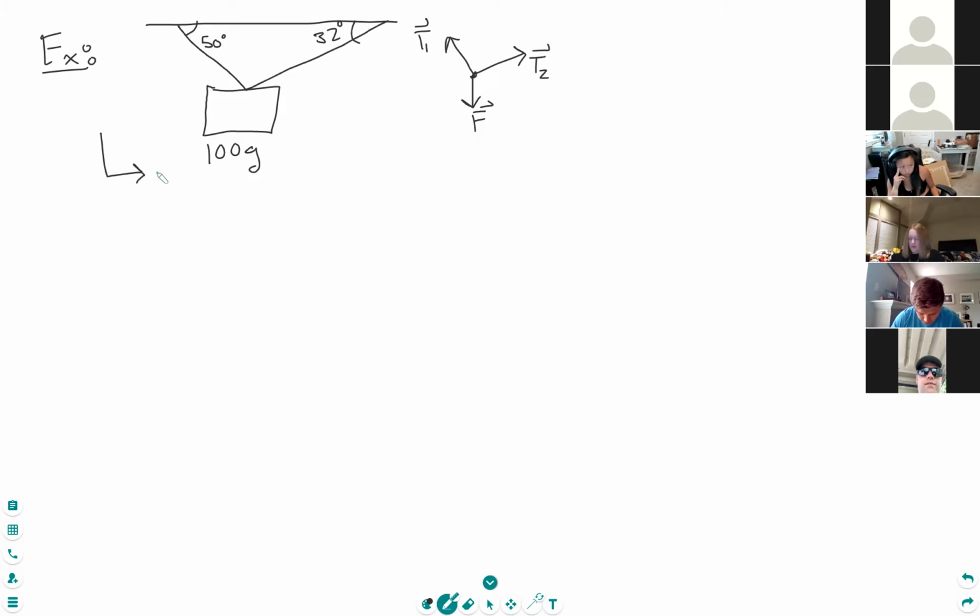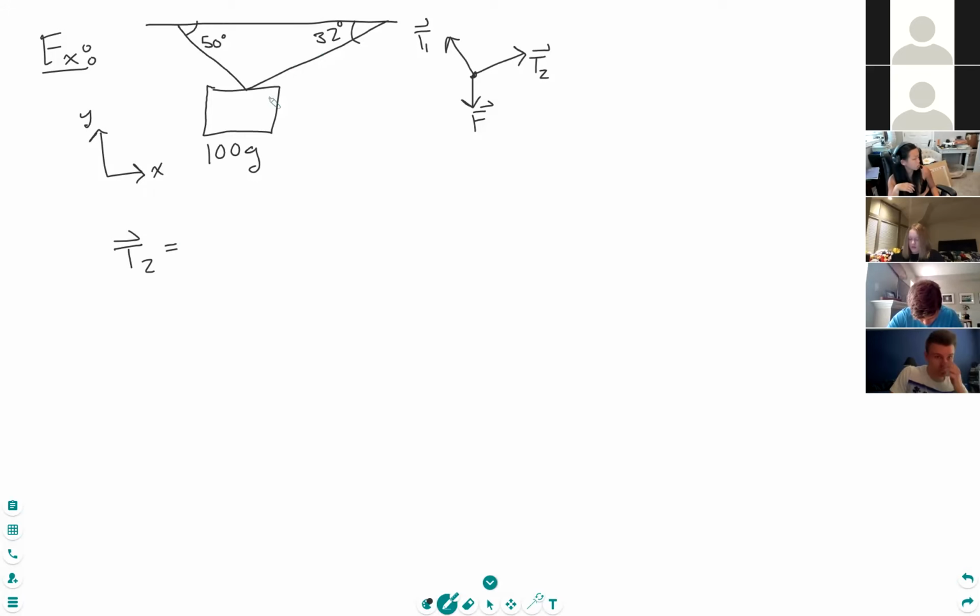Well, I'll have the x direction and the y direction, right? So I'll have an i hat that goes in the x direction, and I'll have a j hat that goes in the y direction here. So let's decompose T2 in terms of its x and y components.